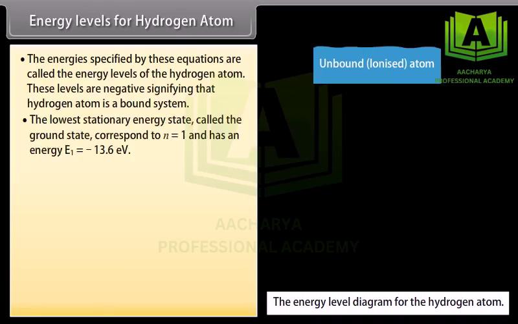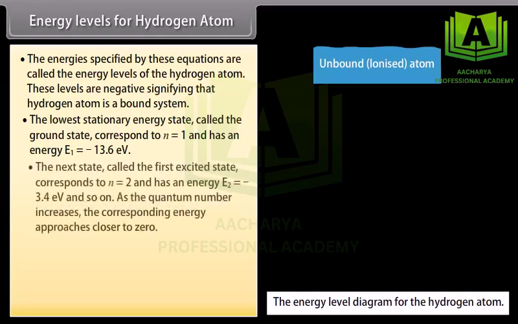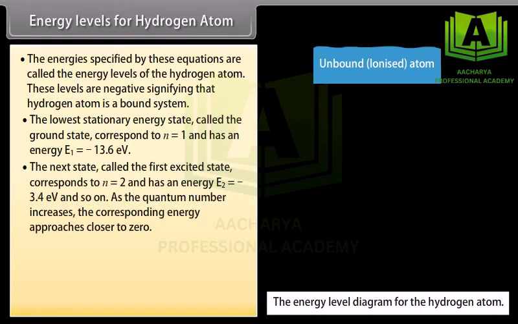The lowest stationary energy state, called the ground state, corresponds to n equals 1 and has an energy E1 equals minus 13.6 electron volt. The next state, called the first excited state, corresponds to n equals 2 and has an energy E2 equals minus 3.4 electron volt, and so on. As the quantum number increases, the corresponding energy approaches closer to zero.